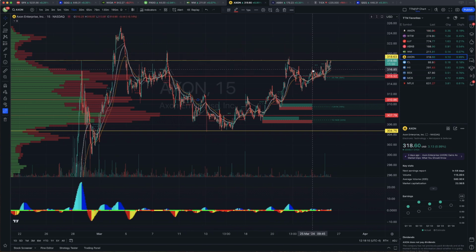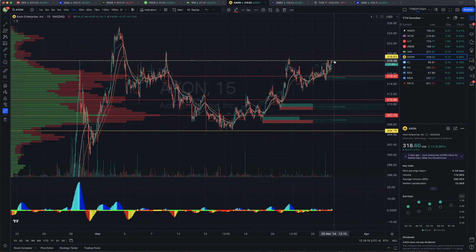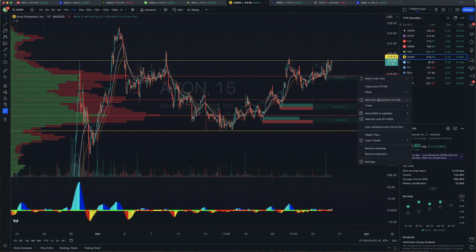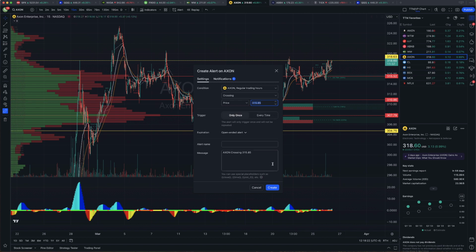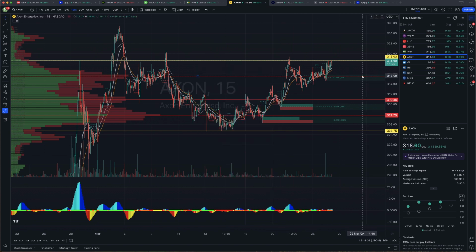I mean, AXON, I don't want to get into it here because it's coming up into this resistance spot. I want to see if it can give me a pullback. So I'm going to ask for an alert when I get back into that first point of control line to see if it rejects here.